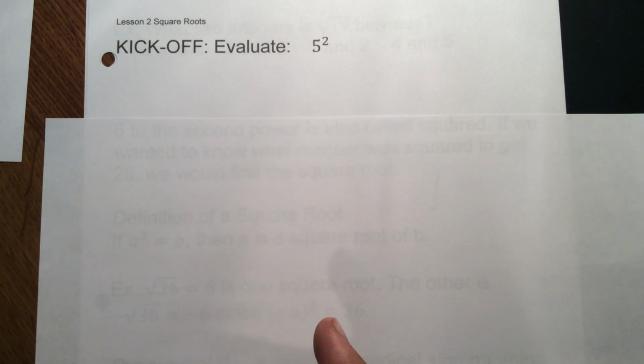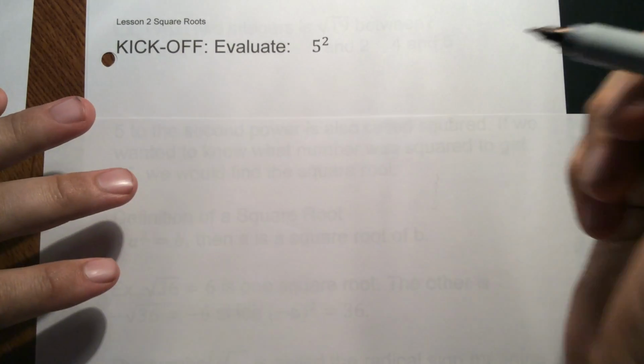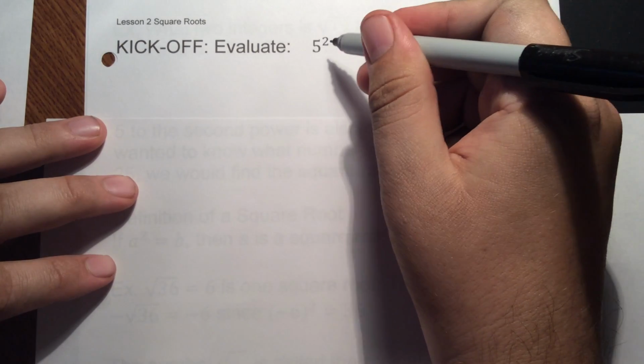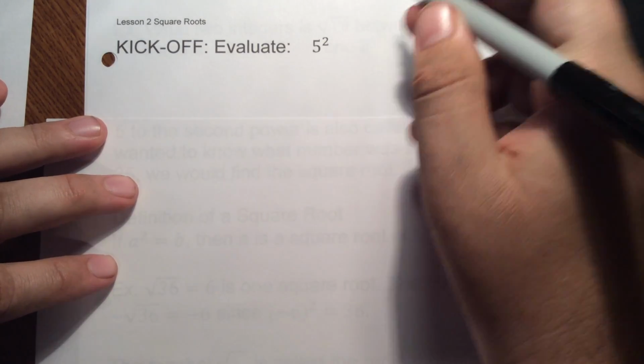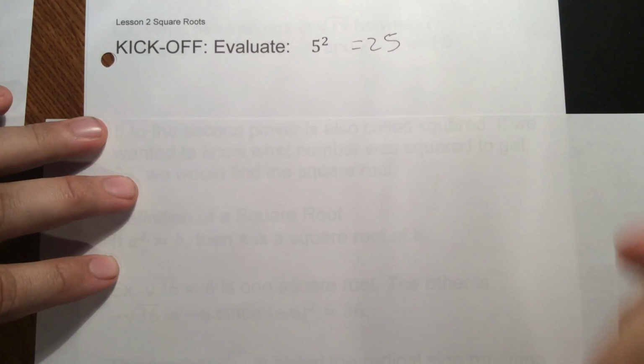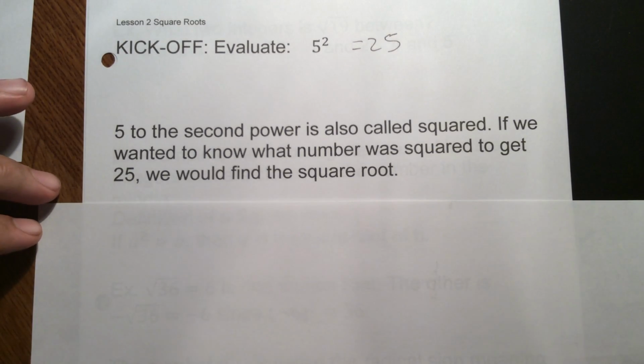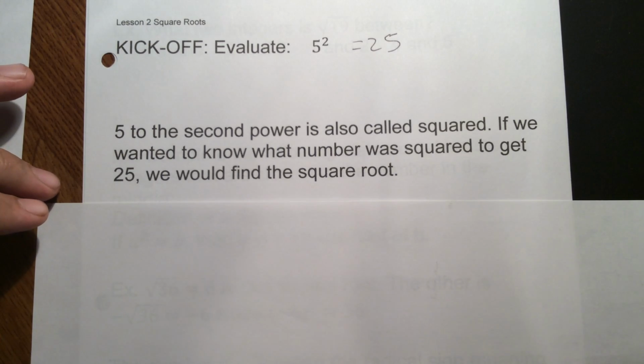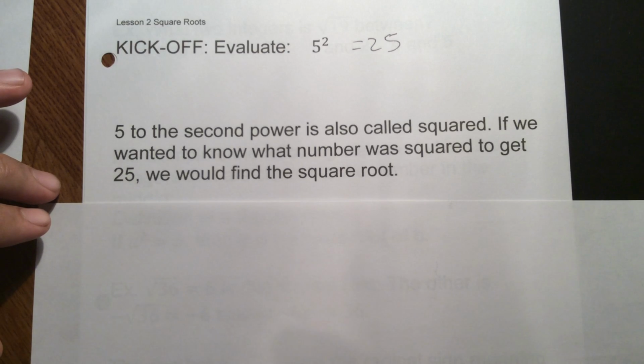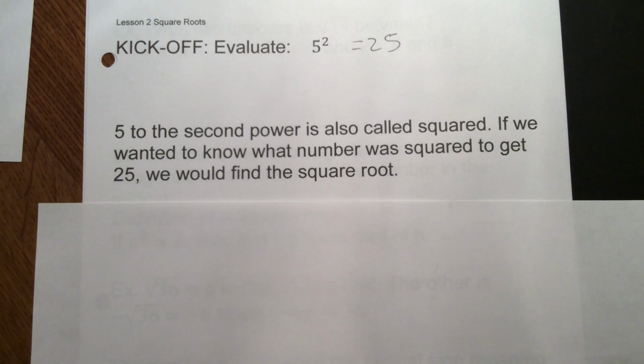Last lesson, starting with the kickoff. 5 squared. Remember, 5 squared means 5 times itself. So we're going to multiply 5 twice here, and we get 25. So, 5 to the second power, I kind of mentioned it last time, is also called squared. If it's to the third power, it's 5 cubed. Anything more than that is just to the fourth, to the fifth, whatever power. Okay? But 5 squared is what we're going to focus on there.